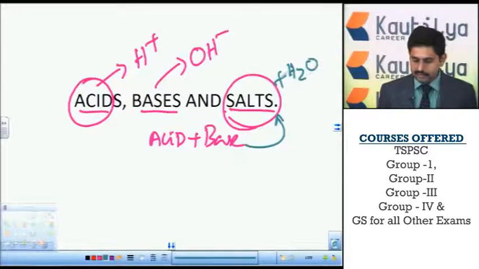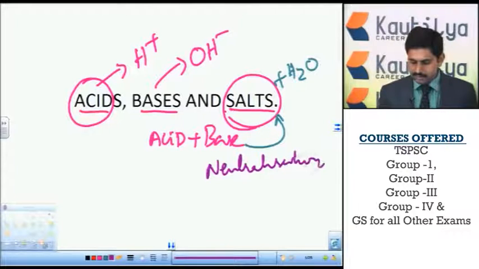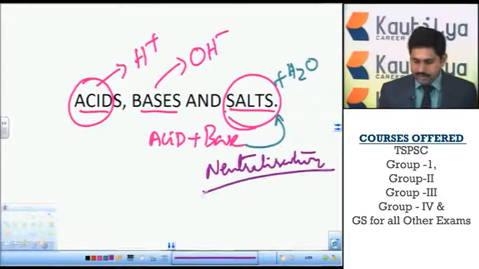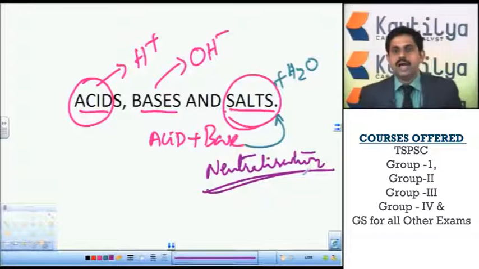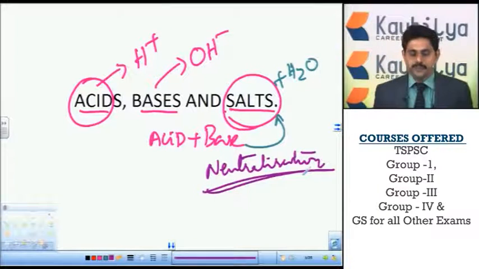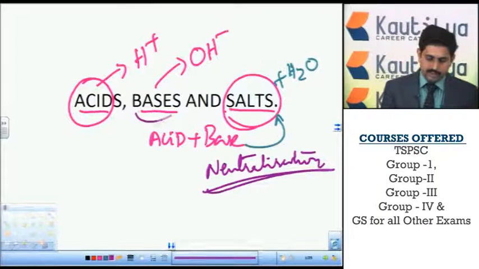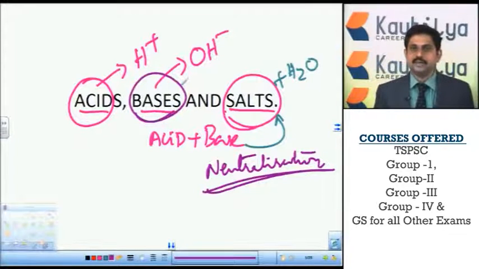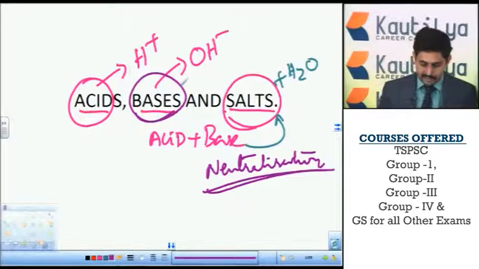Okay, in this reaction there is a mixing of an acid and a base to form salt and water. This reaction is called a neutralization reaction. Now, to explain acids and bases, different theories have been included to explain how acids are defined and how bases are defined.